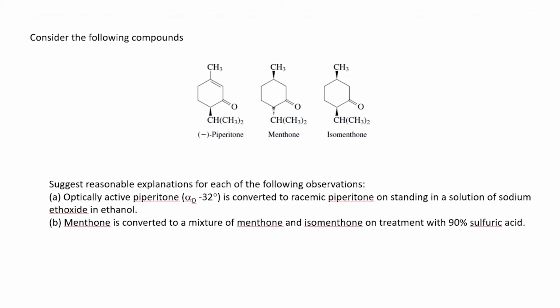And so the first question here is that piperitone is an optically active compound with a rotation of minus 32 degrees. But when you put this in a solution of sodium methoxide in ethanol, it converts to a racemic piperitone, which is basically a rotation of 0 degrees. So what is a reasonable proposed explanation for this? And then we'll look at the second question after that.